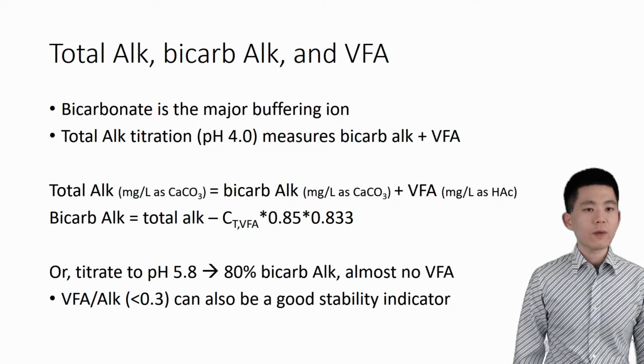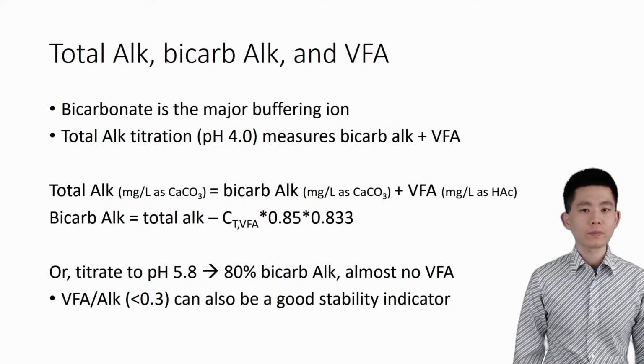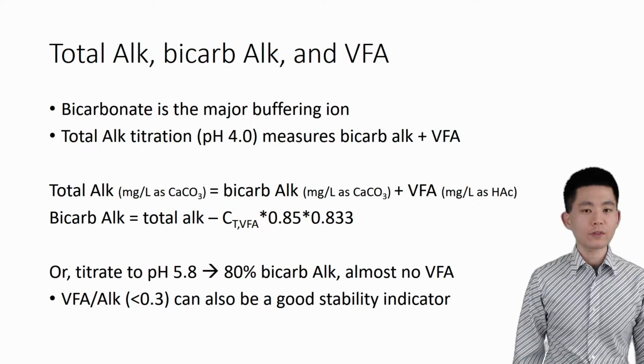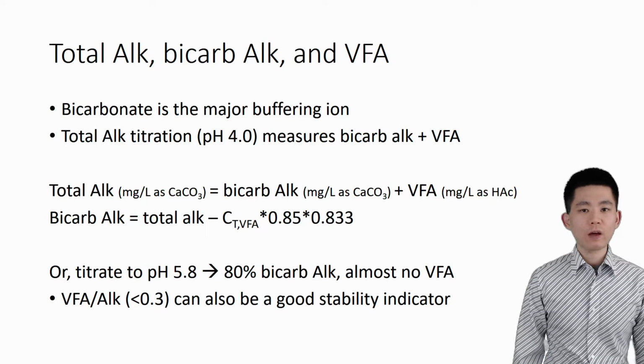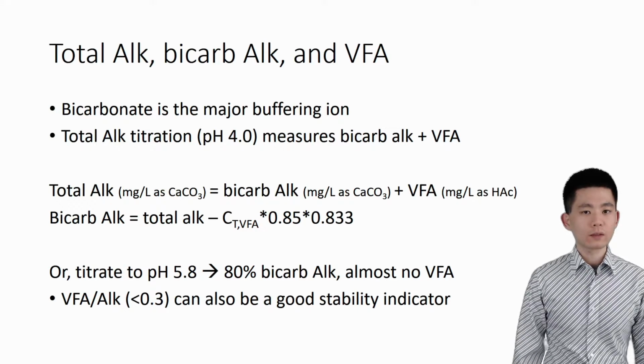An alternative method is to titrate the samples to pH 5.8. This accounts for about 80% of bicarbonate alkalinity and almost no VFA. If a facility can regularly measure VFA concentration, typically through gas chromatography or liquid chromatography, the VFA to alkalinity ratio can be a good indicator of digestion stability. You generally want to keep that below 0.3.